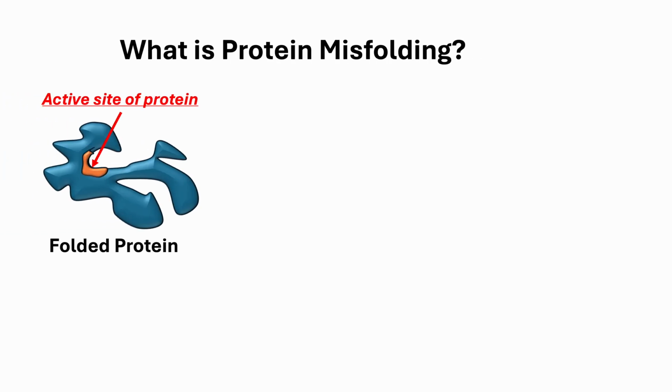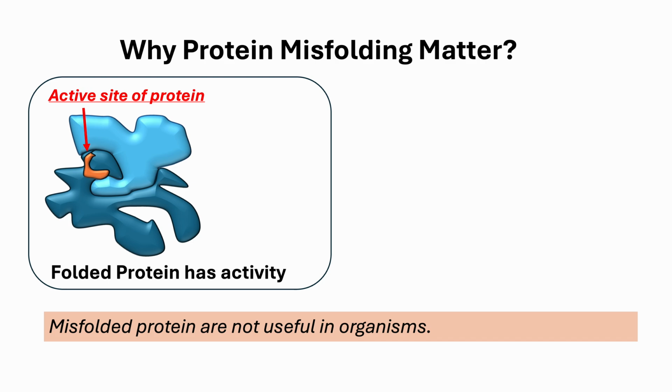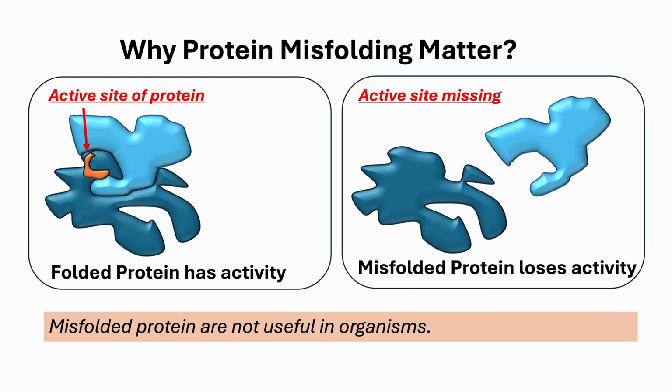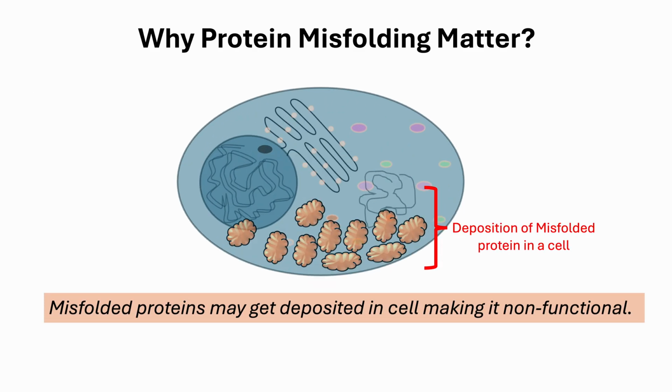Protein misfolding. Protein misfolding is when a protein fails to achieve or maintain its proper three-dimensional structure, which is essential for its function in the body. The correct shape includes an active site, a region where the protein performs its role. But in misfolded proteins, the active site may not form, which makes the protein non-functional. Misfolded proteins can accumulate inside cells through a process called deposition, where they form clumps or aggregates.